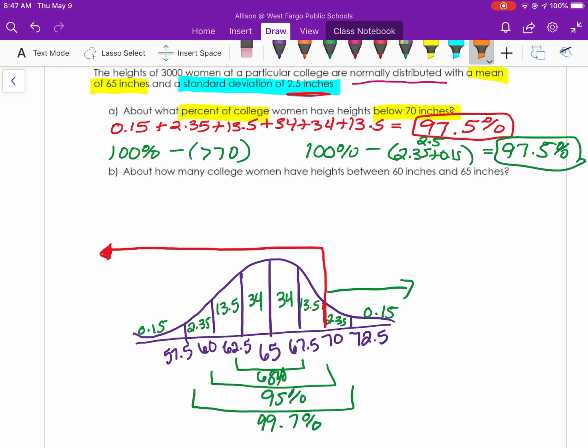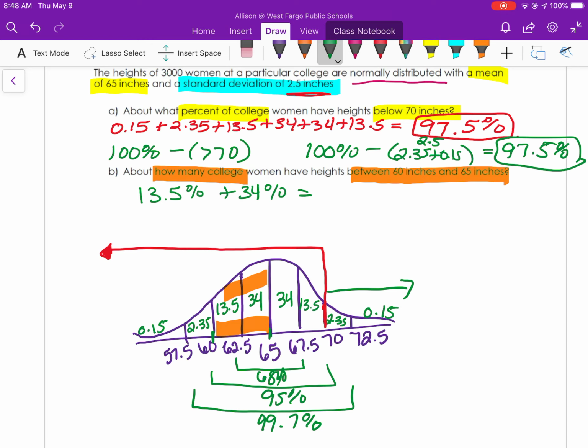The next question says about how many college women have heights between 60 and 65 inches. So this one asked me for how many college women. So not the percent, but how many. And then I want between 60 and 65. So 60 is right here and 65 is right here. So it's this area right there. So the percent of college women that are between 60 and 65 would be 13.5% plus 34%. So the percent of women that are between those two heights is 47.5.